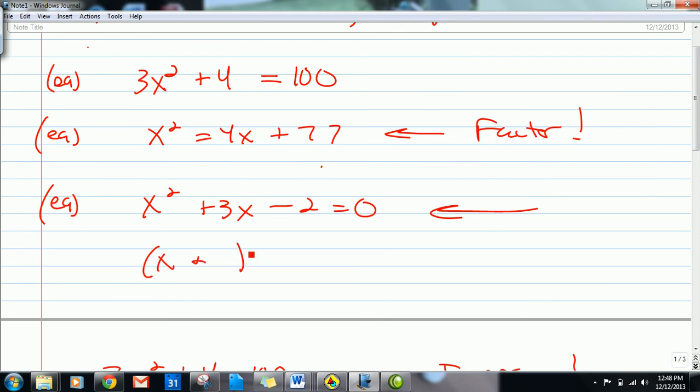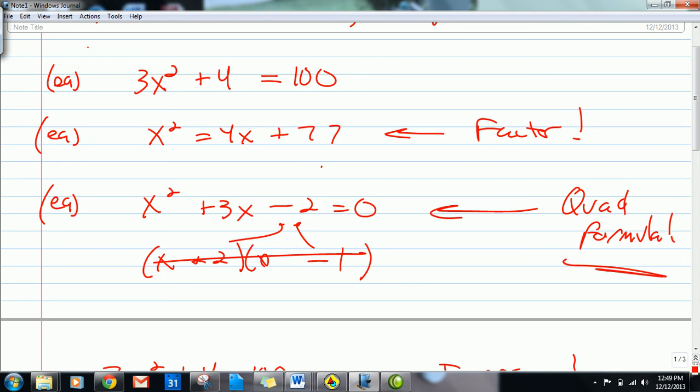The problem with the third one was that, hey, that ain't factorable. X squared plus 3x minus 2: there are no two numbers that multiply to be negative 2 and add to be positive 3. Plus 2 minus 1, no, that's not going to work. So we can't factor. But when we can't factor, really there are two ways to do this. You could complete the square, but let's just stick with the quadratic formula.